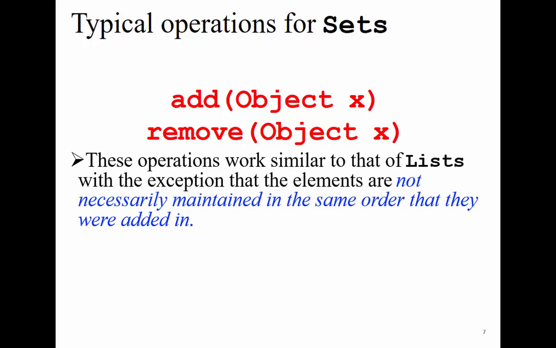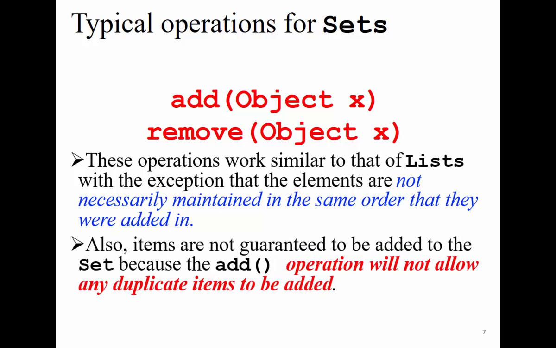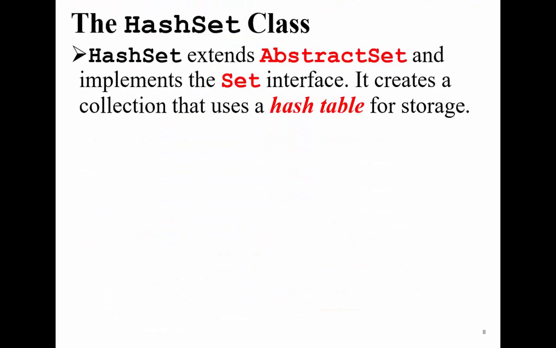Now, again, this is another note that we are not maintaining any order inside the set. So, items are not guaranteed to be added, because add will ignore any duplicate elements. Just again, repeating what we have said. Now, we have Set as an interface, but we cannot create an object from Set because it's an interface.